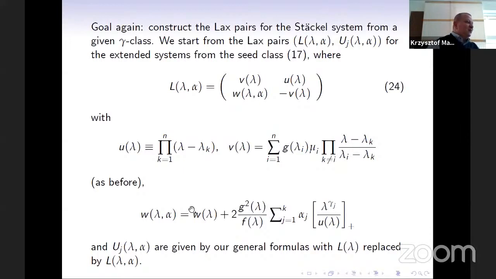What happens is that these parameters enter the W function by this extra term containing these K parameters, with respect to which we perform the Stäckel transform. G is again this arbitrary function, and F is a function defining our original Benenti system. And U_j are given as before, but we have to replace L by L depending also on alpha.